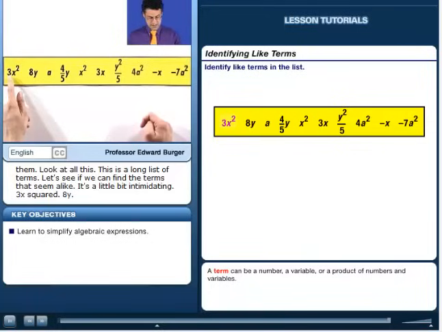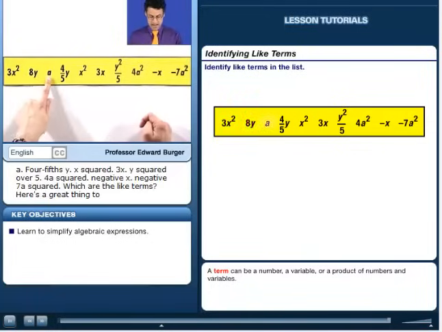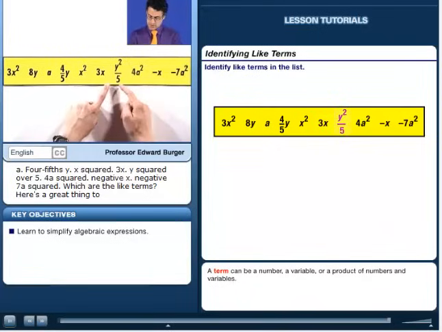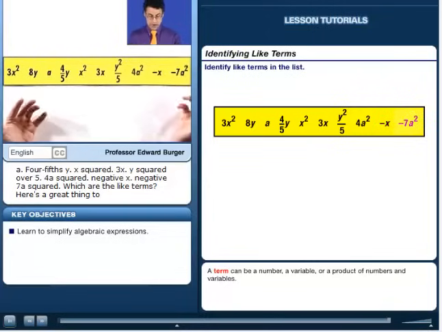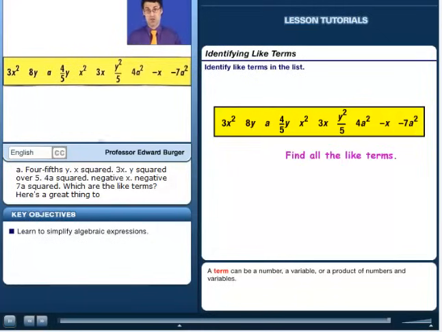Because there's also squares. This is 3x squared. This is 8y. This is just a alone. This is 4/5 y. X squared, 3x, y squared over 5, 4a squared. We have a negative x, and we have a negative 7a squared. Now, which are the like terms?